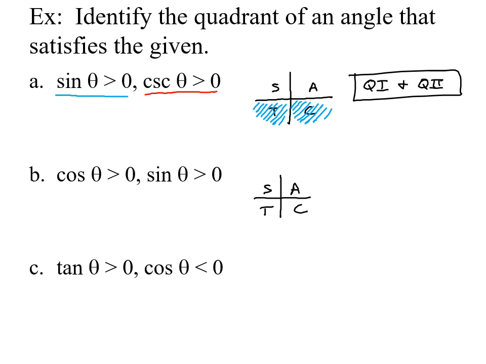Okay. On the second one, cosine is positive. Well, cosine is positive, that eliminates quadrant 2 and quadrant 3. Cosine's positive where they're all positive in quadrant 1 and also in quadrant 4. The second part says you also need sine to be positive. Well, sine is not positive in quadrant 4, so that eliminates quadrant 4. And so the only quadrant where both sine and cosine are positive is quadrant 1.